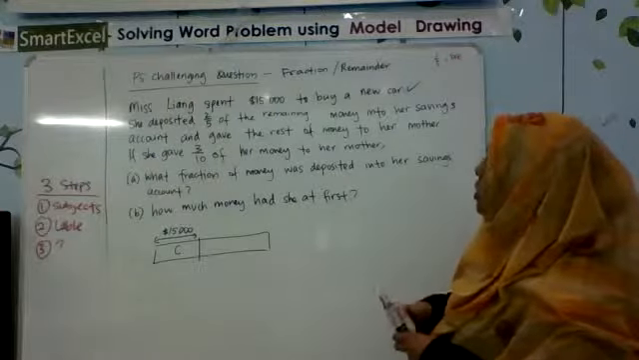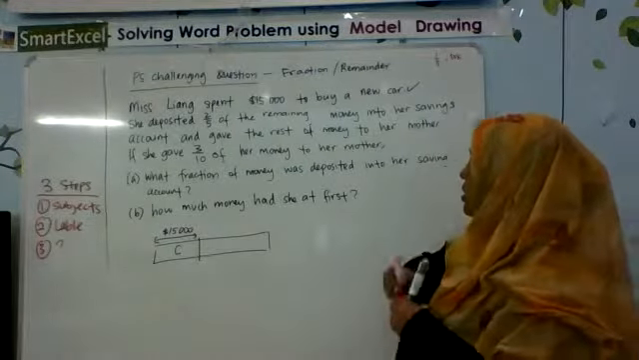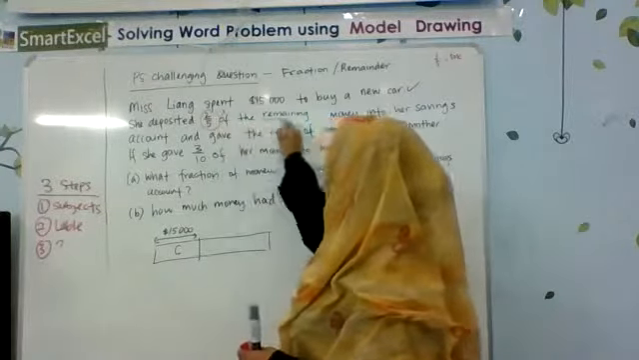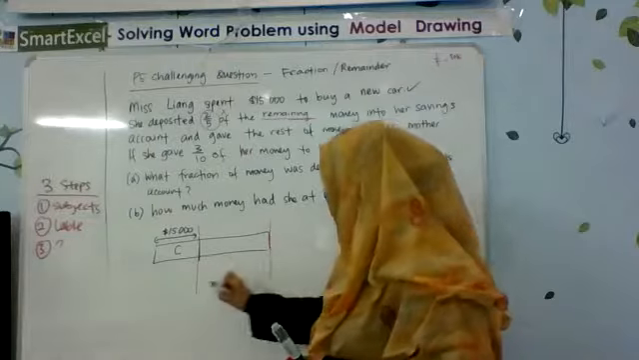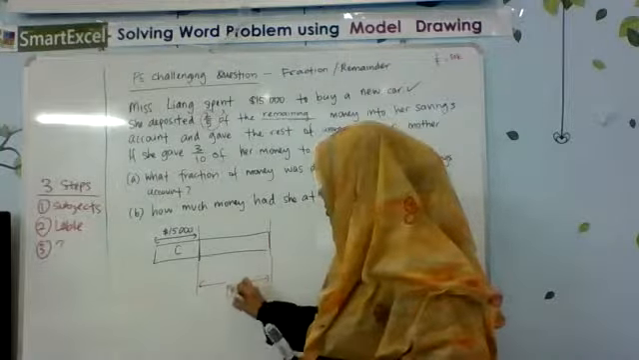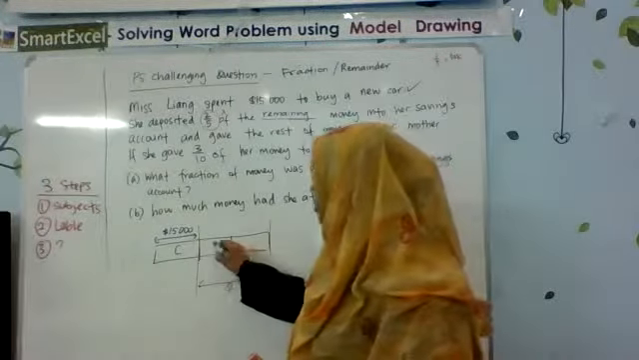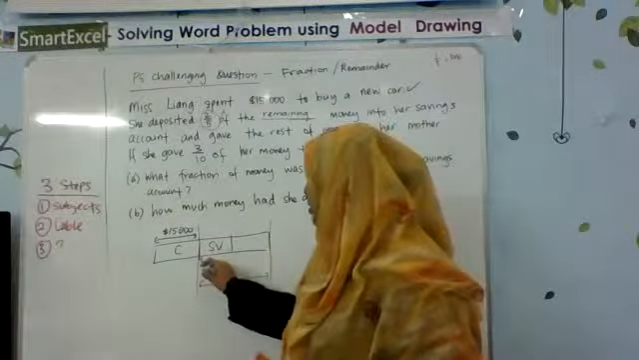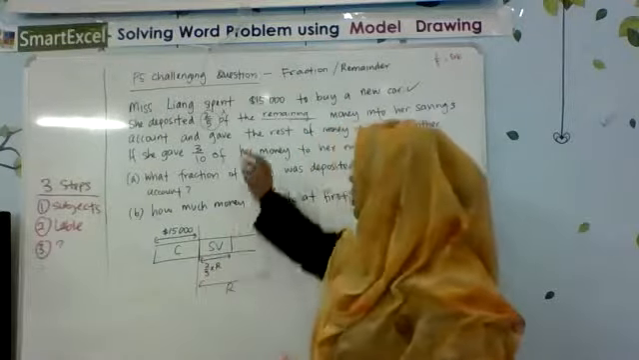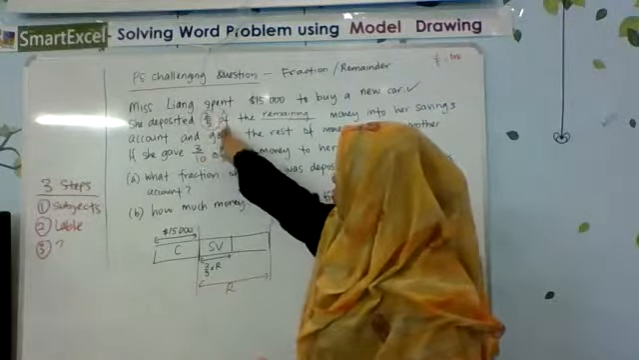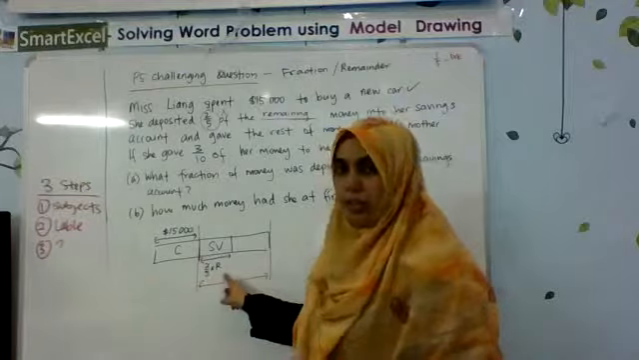Then she deposited 2/5 of the remaining money into the savings account. So the remaining money is talking about the remainder. Where's the remainder? The remainder is this one. R for remainder. And what happened to this remainder? She saved some, so let's put SB for save. Deposited 2/5 of means the remainder. So the remainder is here to here. So 2/5 of the remainder.